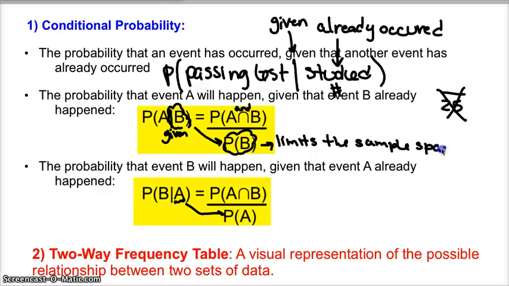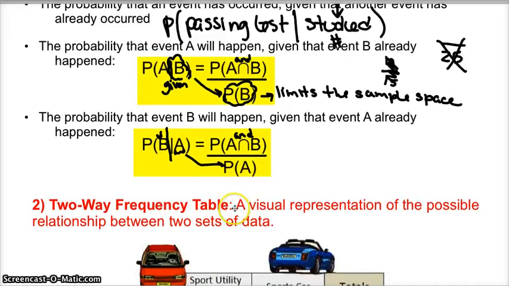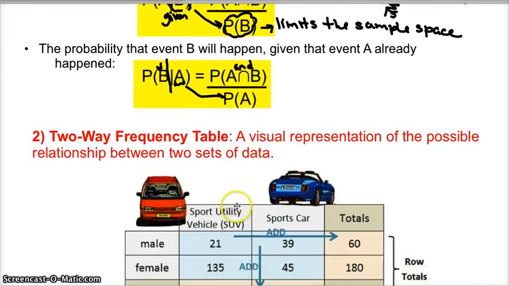So again, you're no longer looking at the total number of people in your class, but that denominator now is maybe the 15 people who studied out of the 10 who passed. So you're limiting that sample space. Down here in this second yellow box, it's saying the exact same thing, just the other way around. The probability that event B will happen given event A has already happened is the probability of A and B over the probability of A. So however you are limiting that sample space is going on the bottom.